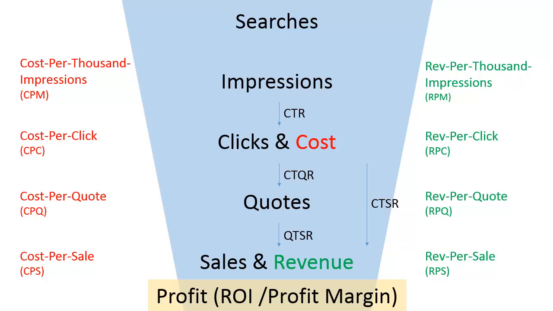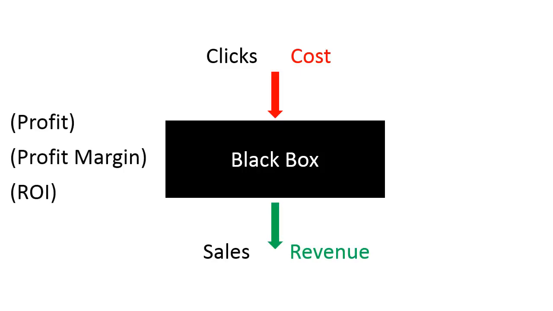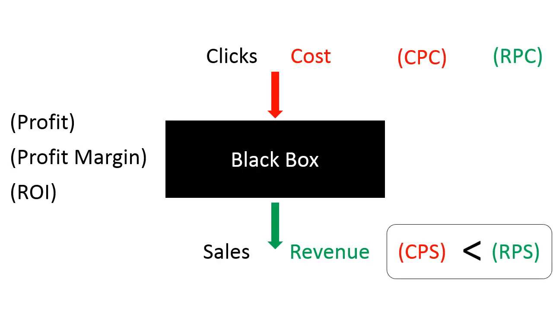So what would happen if we simplified? We could look at our funnel as a black box. We incur a cost to buy clicks in, and we make sales and get some revenue out. We still have the important calculating metrics of profit, profit margin, and ROI. And we can still calculate our cost per click and cost per sale, and our revenue per click and revenue per sale. Business owners and traditional marketers will think in terms of keeping their cost per sale lower than their revenue per sale. Online marketers will think in terms of keeping their cost per click lower than their revenue per click. Let's focus on our cost per click and revenue per click.